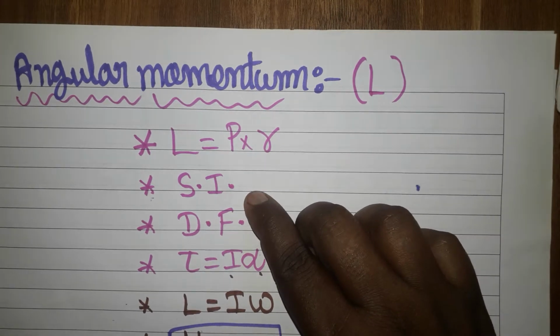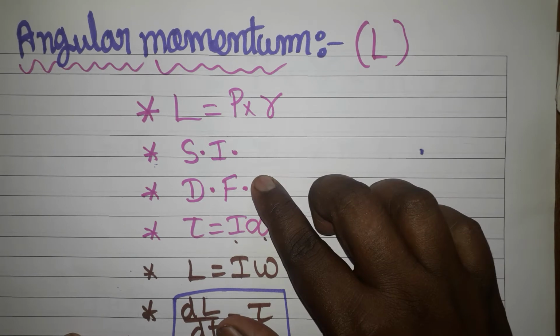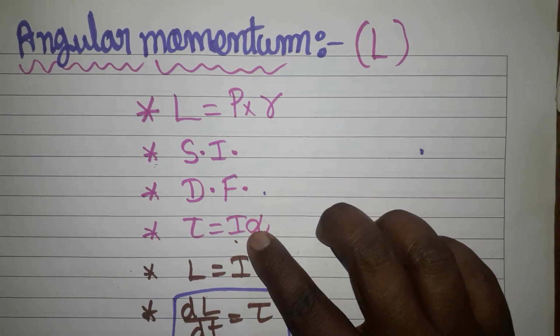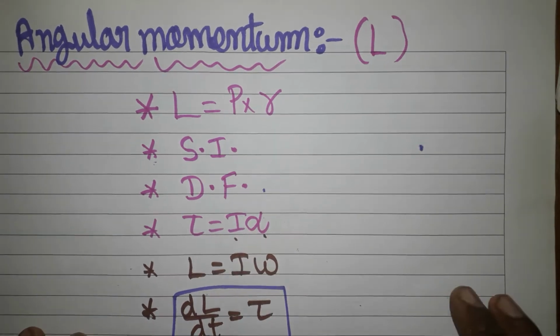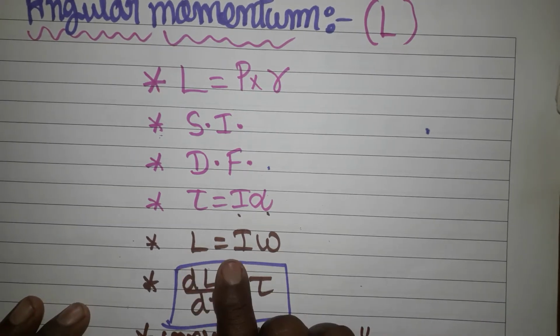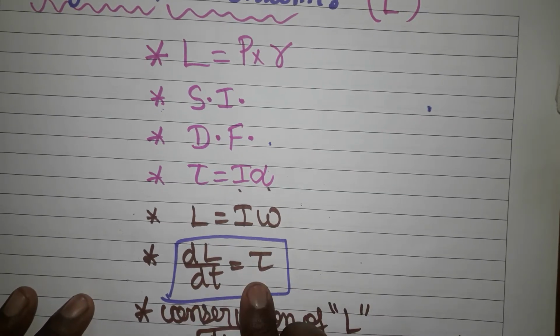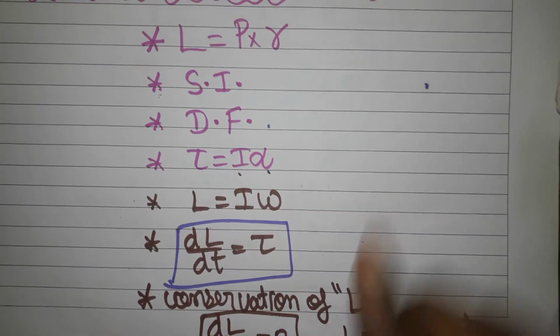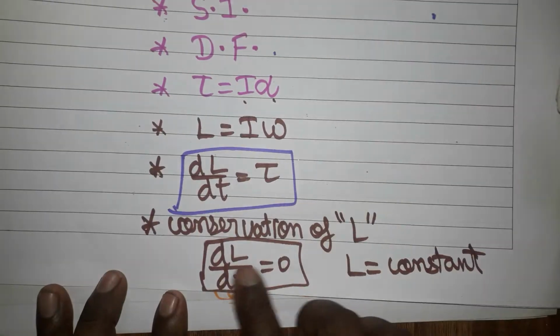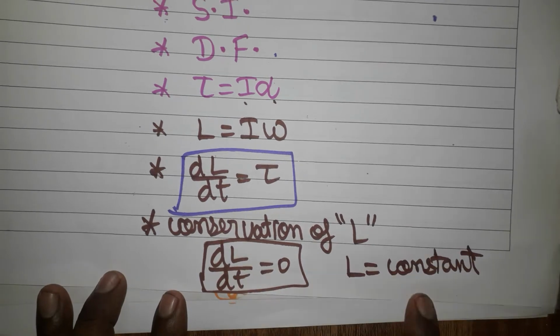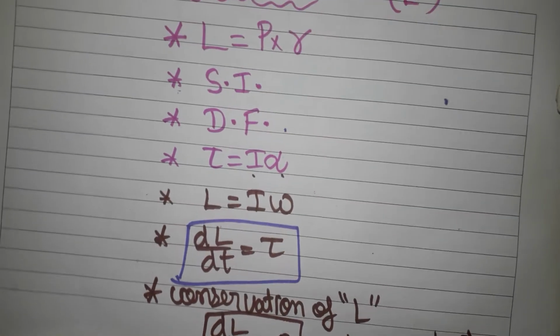The next one is the SI unit of angular momentum and the dimensional formula for angular momentum. Torque is equal to I alpha; this is one of the relations we are going to relate with angular momentum also. Angular momentum is equal to I omega, we are going to learn. Rate of change of angular momentum is equal to torque, we are going to learn. And finally, the conservation of angular momentum: dL by dt is equal to 0. When we get this, L is going to be a constant, conserved. This is what we are going to prove.